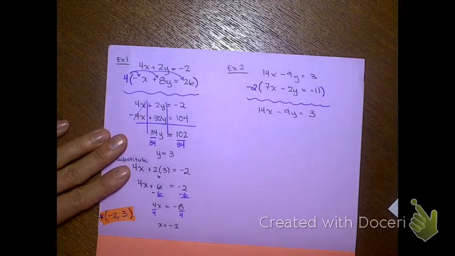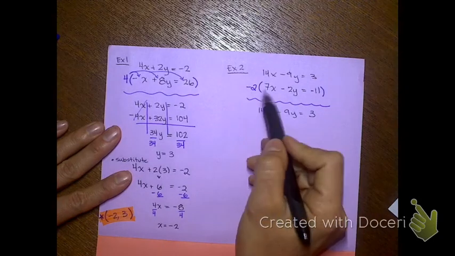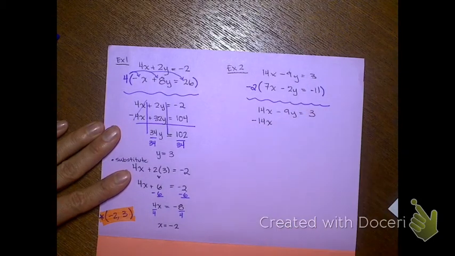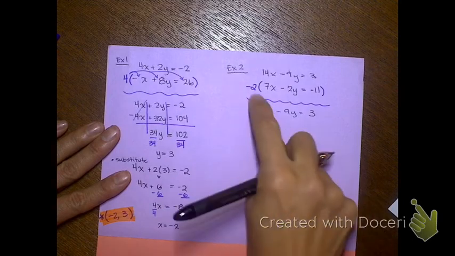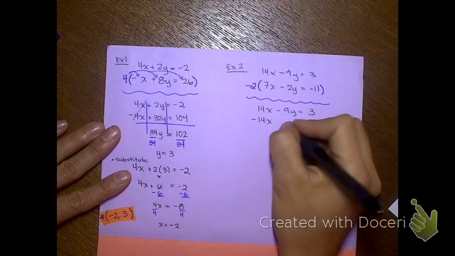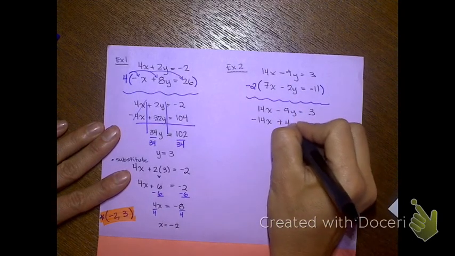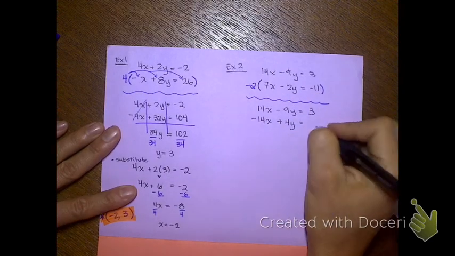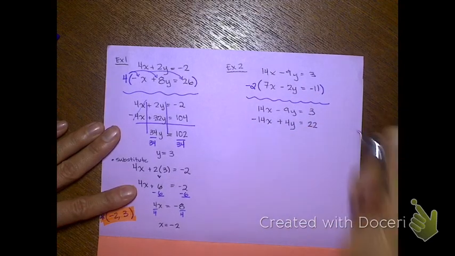And now let's multiply the bottom. What's negative 2 times 7x? Negative 14x. Okay, what's negative 2 times negative 2y? Positive 4y. And negative 2 times negative 11? Positive 22.